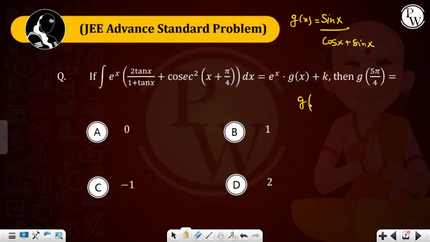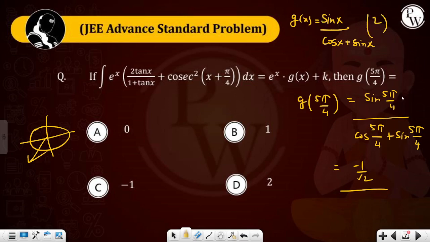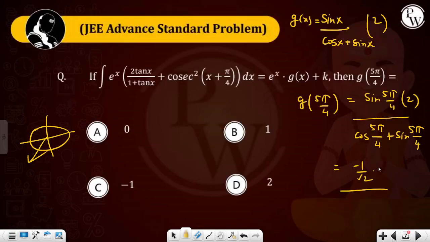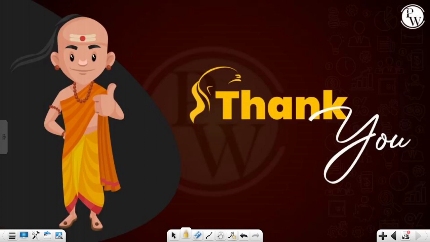Okay. So g of 5 pi by 4 will be equal to sin 5 pi by 4 upon cos 5 pi by 4 plus sin 5 pi by 4. 5 pi by 4 is an angle in the third quadrant, both will be negative. So it is minus 1 upon root 2. Okay. And g of x is actually 2 sin x upon cos x plus sin x, into 2. We had forgotten that. Yes, into 2. So it is actually 1. Option number B will be correct. Okay. So thank you everyone. The lecture ends here. Thank you.